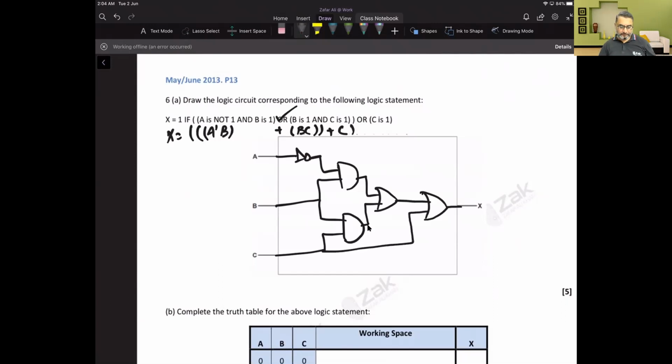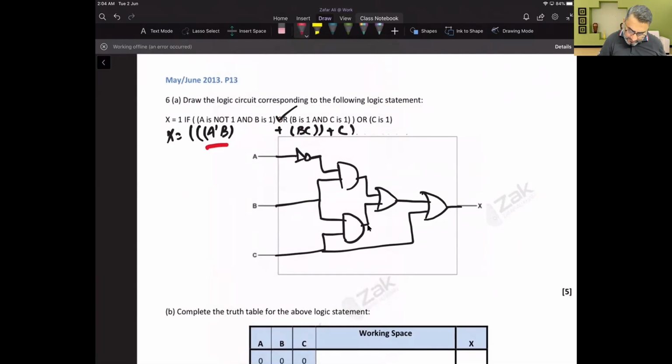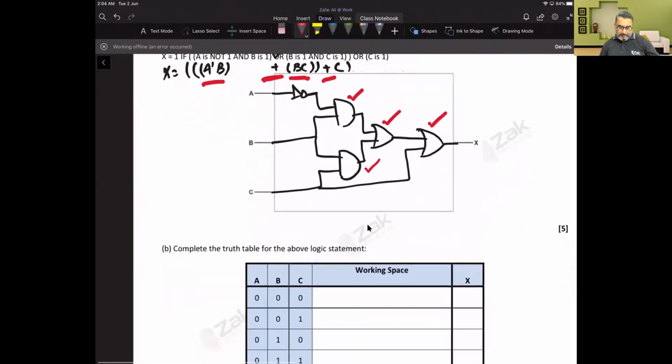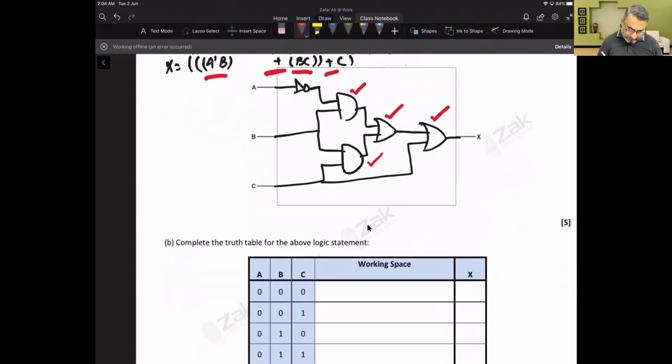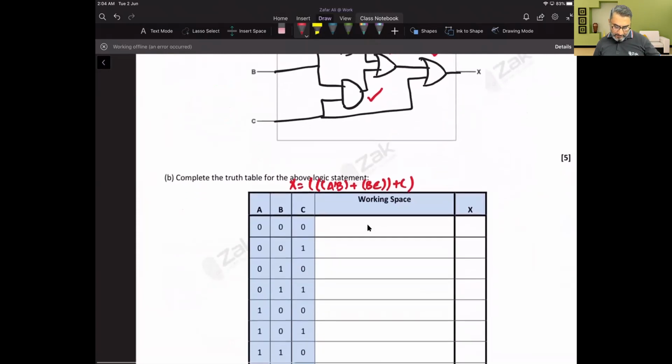This is your answer. So first we have to find A not B. This is A not B. Then we have B and C. This is B and C. Then they both are being ORed over here. There we go. And then the result will be ORed with C. There we go. So the equation goes like A not B plus B and C plus C. The whole thing is assigned to X. So first of all, we have to find A not.